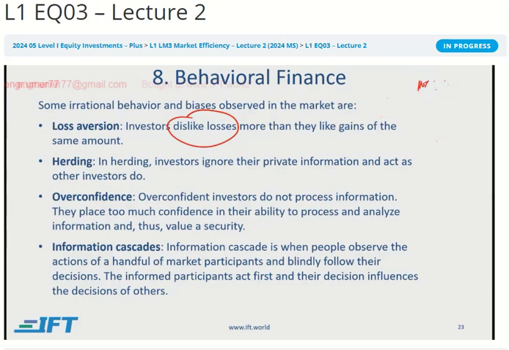But anyways, from an exam perspective, what you need to know about loss aversion is that investors dislike losses more than they feel happy from the gains. So because of that, they do irrational things. Right? It would be rational to let the roses grow and pull out the weeds, but they let the weeds grow and pull out the roses, which is completely irrational.